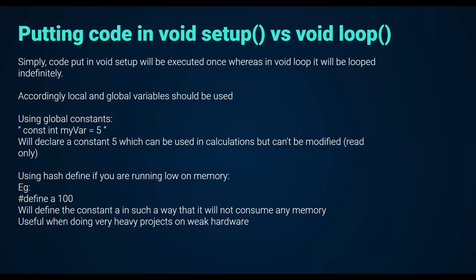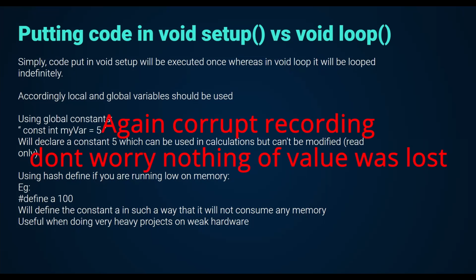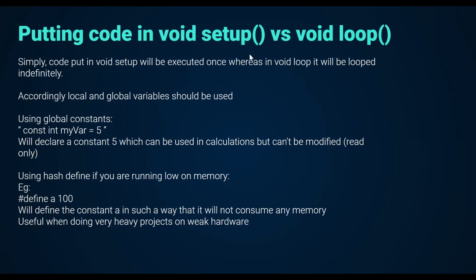So simply put, putting code in void setup will basically execute the code once, compared to putting it in void loop, which will execute the code multiple times as long as the Arduino has power. We input our code in void setup as it is easier to work with. Does anybody have any doubt about when to use code in void loop and when to use code in void setup?